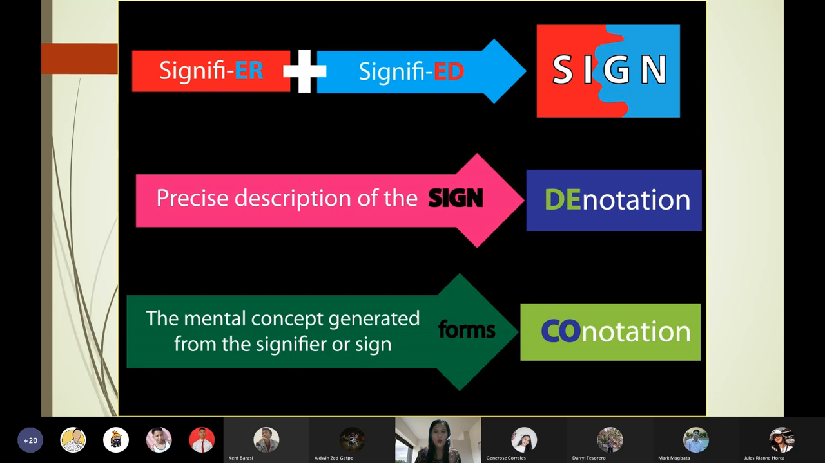Example, when I say crocodile, the denotation of crocodile is a reptile or a kind of animal. Now, what about the connotation of crocodile? Yung naiisip mo, yung pumapasok sa isip mo kapag narinig mo ang buaya or ang crocodile. So can you give me? Somebody please unmute. Yes, Mr. Madrid. Dangerous po, ma'am. Dangerous. Yon. Corrupt officials. Politicians. Diba? So yun yung mga naiisip natin.